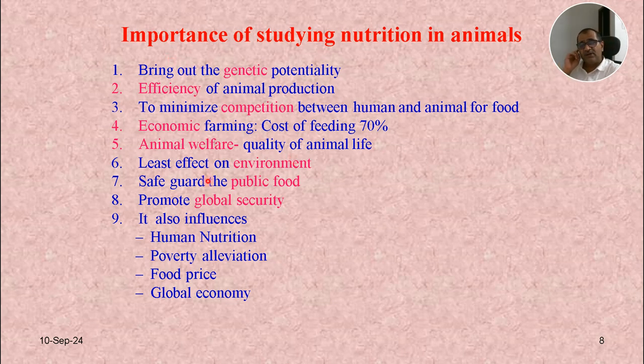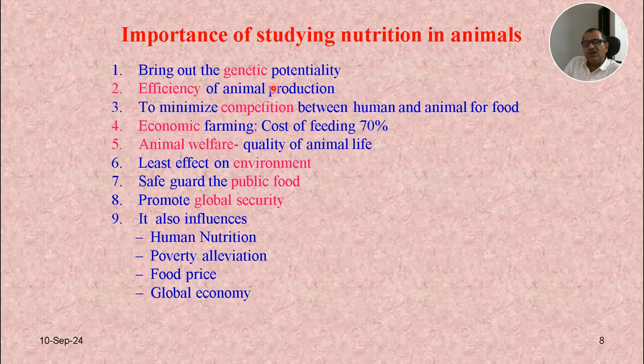The second thing is the efficacy of animal production. It means a cow is supposed to produce about 20 liters of milk per day. That is its genetic potential, but if nutrition is not properly given to it, it starts very low, that means it may start from giving 10 liters instead of 20 liters. So to yield proper animal production, especially milk, meat, etc., it has to be properly nourished, or nutrition is important.